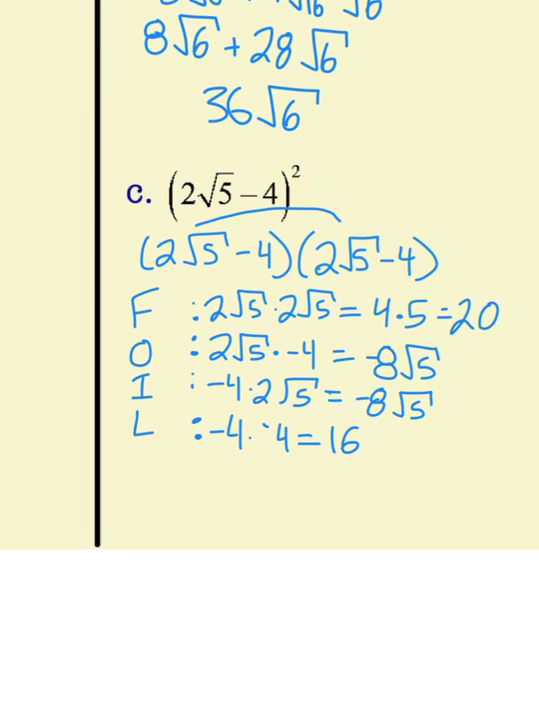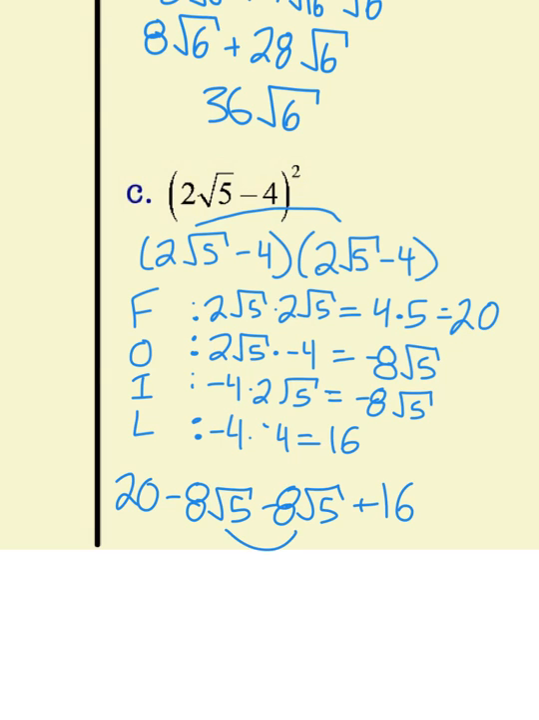So after I FOIL it, I have to add all of those together. So I have 20 minus 8 square root of 5 minus 8 square root of 5 plus 16. Combine like terms here. 20 plus 16 is 36. -8 square root of 5 minus 8 square root of 5 is -16 square roots of 5.